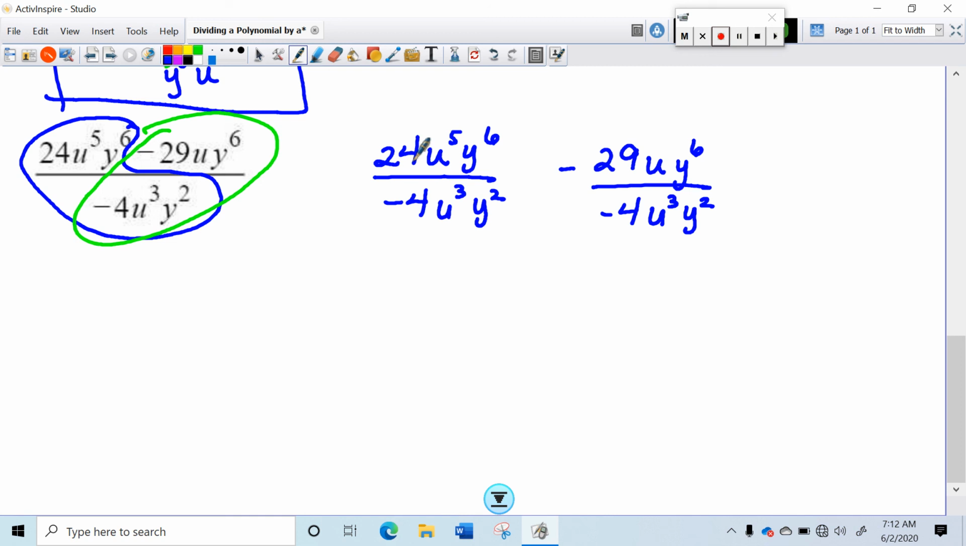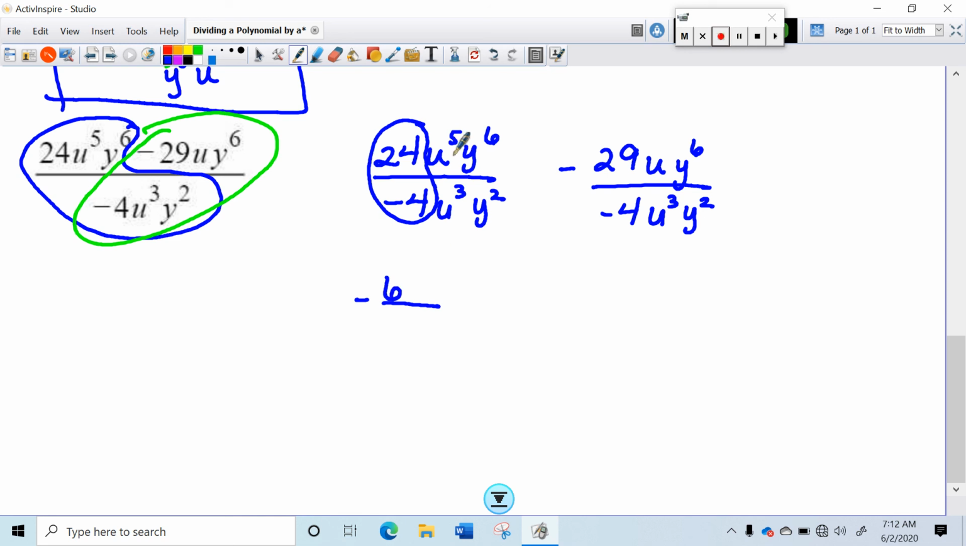Okay, so for the first one, there is a negative on the bottom, but there's no negative on the top to cancel it out, so it stays negative. I'll just move the negative out front. And then you divide. 24 divided by 4 is 6, and the 24 is larger, and it's on the top. That means your 6 goes on the top.